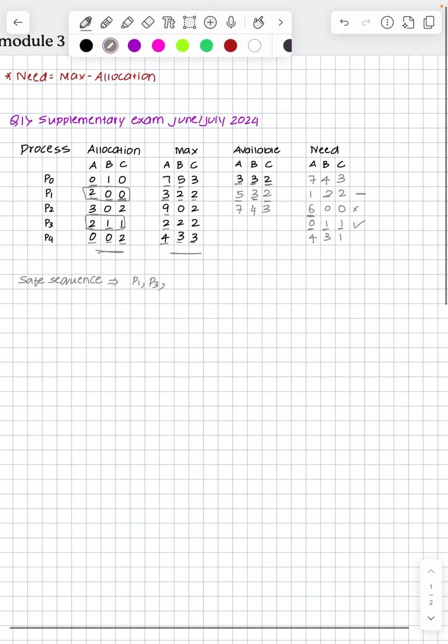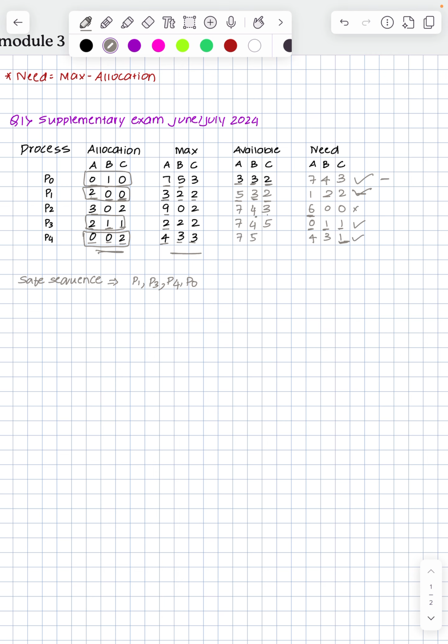Now let us compare. We need 4, we have 7, we need 3, we have 4, we need 1, we have 3. This will satisfy. We will write P4. Now we will add this. 7 plus 0 is 7, 4 plus 0 is 4, 3 plus 2 is 5. Now these three are done. We have P0 and P2 left. Now we compare P0. We need 7, we have 7. We need 4, we have 4. We need 3, we have 5. This will satisfy. So let us write P0 and add this. 7 plus 0 is 7. 4 plus 1 is 5. 5 plus 0 is 5.